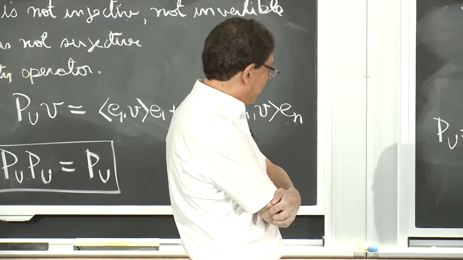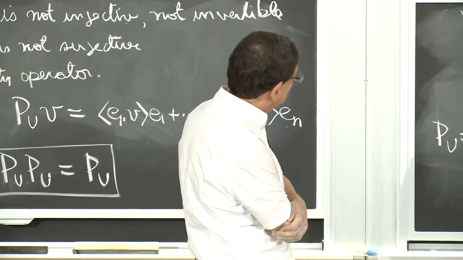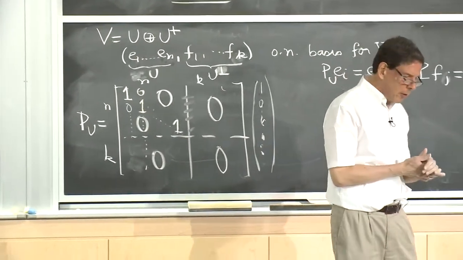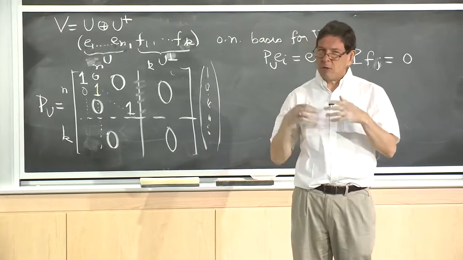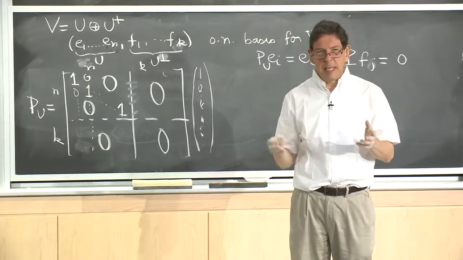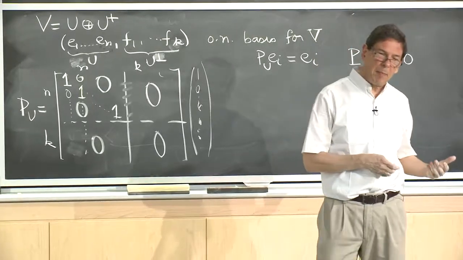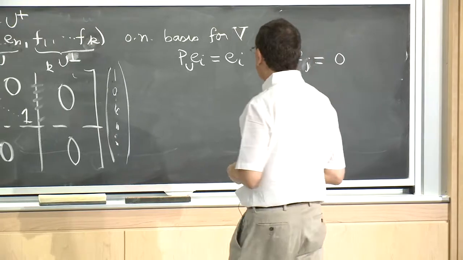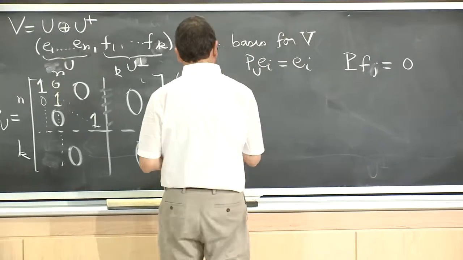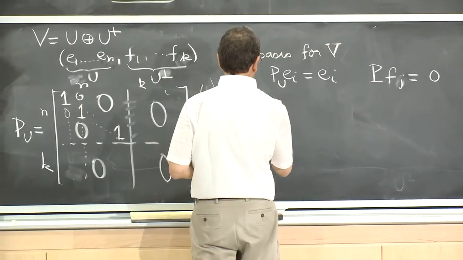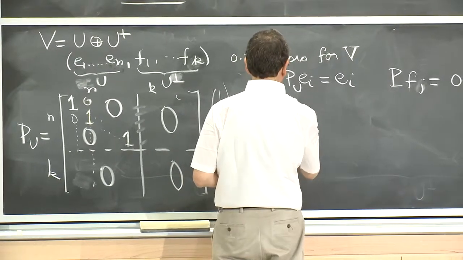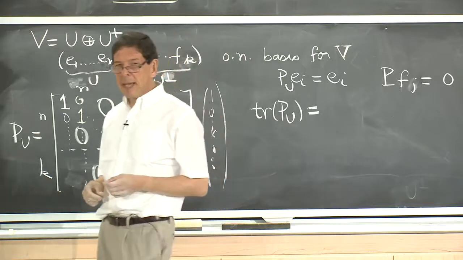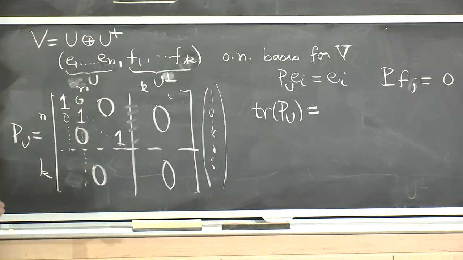So a couple of things that we can discuss. Remember when we had our discussion that matrix representations are great, but they're basis dependent. So what part of the matrix representation is basis independent? Well, one part of it that is basis independent is the trace. So what is the trace of PU? It shouldn't depend on the basis that you use. So the basis we have here is good enough.